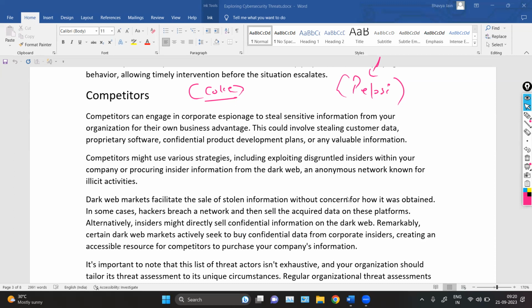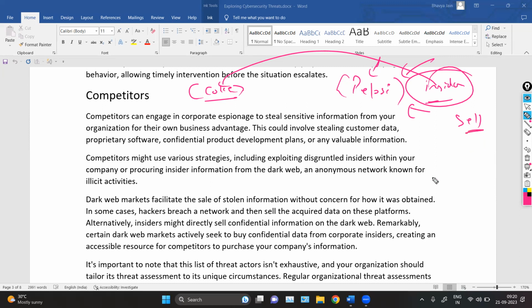Okay, so competitors might use various strategies, including exploiting a current insider within your company or procuring insider information from the dark web, etc. For example, let's say there's an insider inside the Pepsi company who is working for the Coke company. This insider fetches the customer data from the Pepsi company and sells it to the Coke company. They can also sell the data on the dark web, etc.